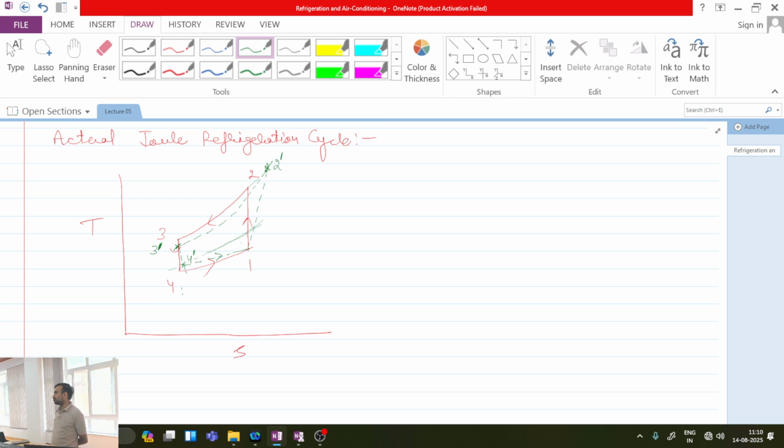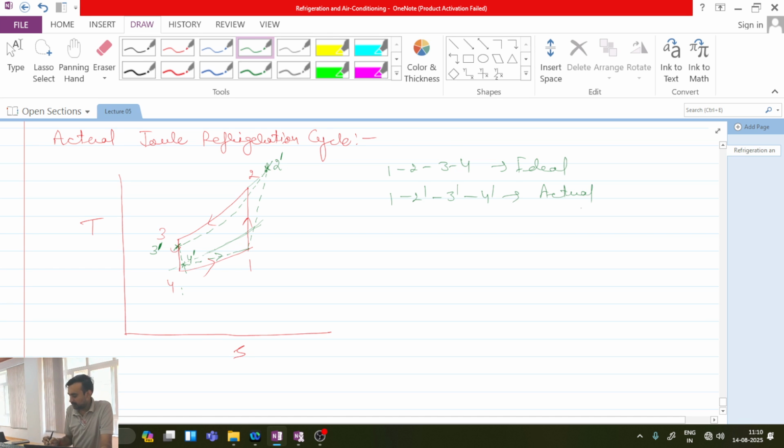Anyone having any doubt? So this is the actual refrigeration cycle. 1, 2, 3, 4 is the ideal cycle, and 1, 2 dash, 3 dash and 4 dash is the actual cycle. Okay, so if you have to do the analysis of the actual cycle, the majority of things will be valid with small deviation.